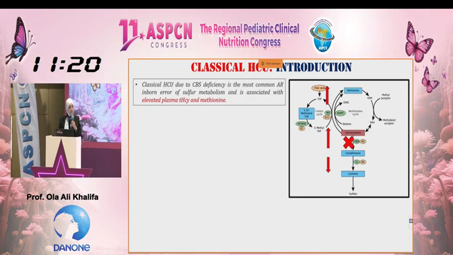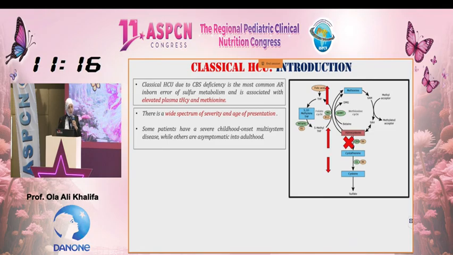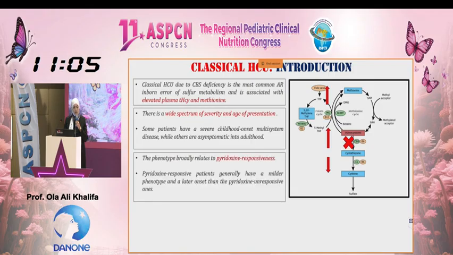Classical homocystinuria due to cystathionine beta synthase deficiency is the most common autosomal recessive inborn error of sulfur metabolism and is associated with elevated plasma total homocysteine and methionine. There is a variety of spectrum of severity and age of presentation. Some patients have a severe childhood onset multisystem disease, while others are asymptomatic into adulthood.